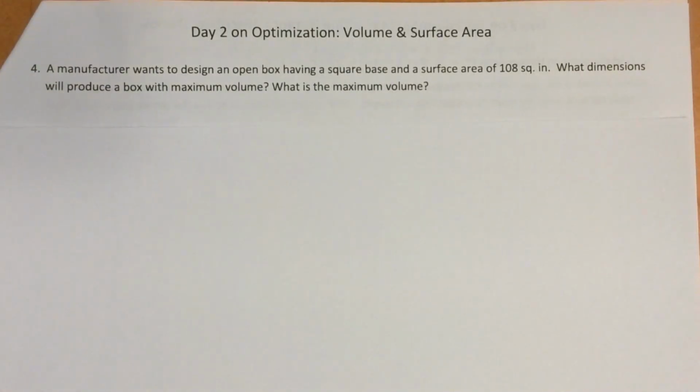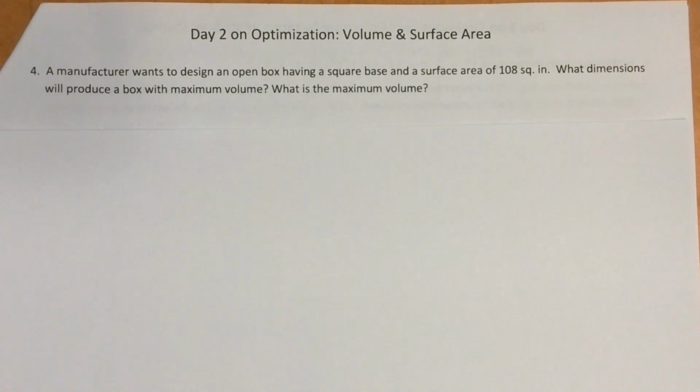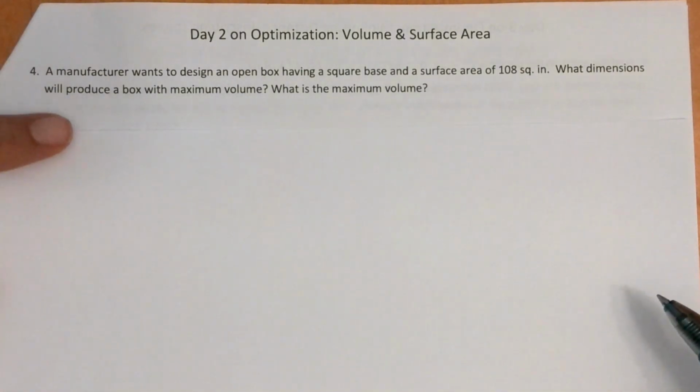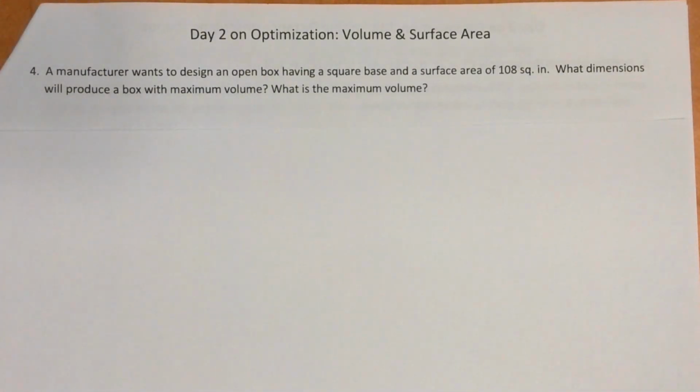Okay, we are on day 2 of optimization, and today we're going to look at volume and surface area problems. So if you're following along in your notes packet, this is example number 4, and the story goes, a manufacturer wants to design an open box having a square base and a surface area of 108 square inches. What dimensions will produce a box with maximum volume?